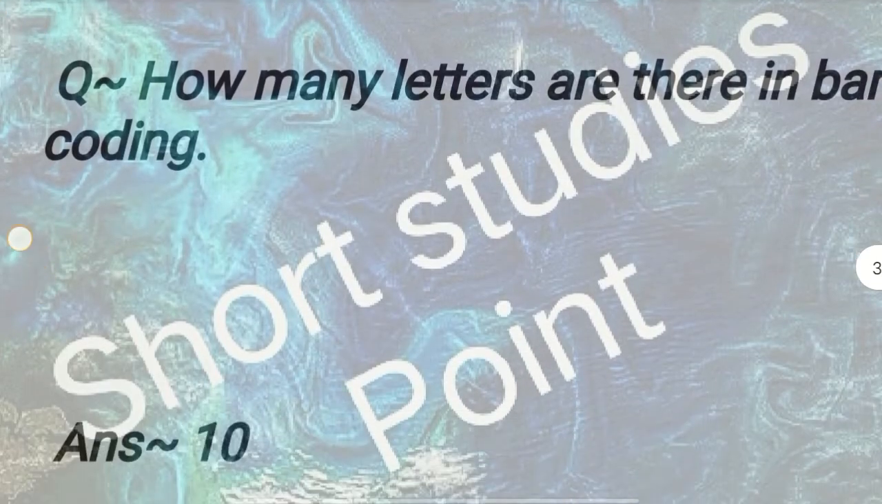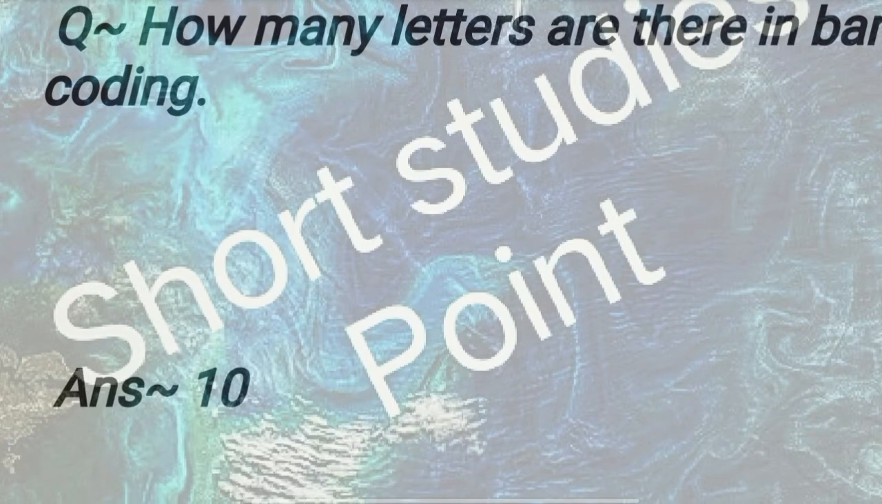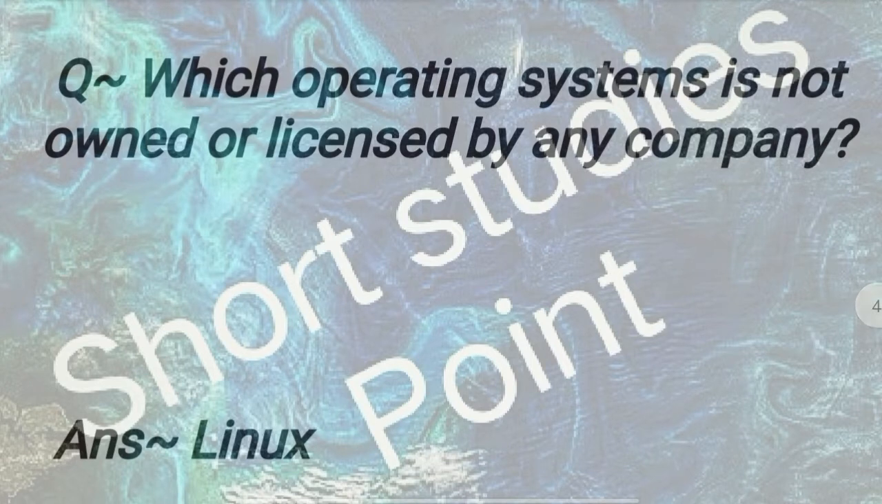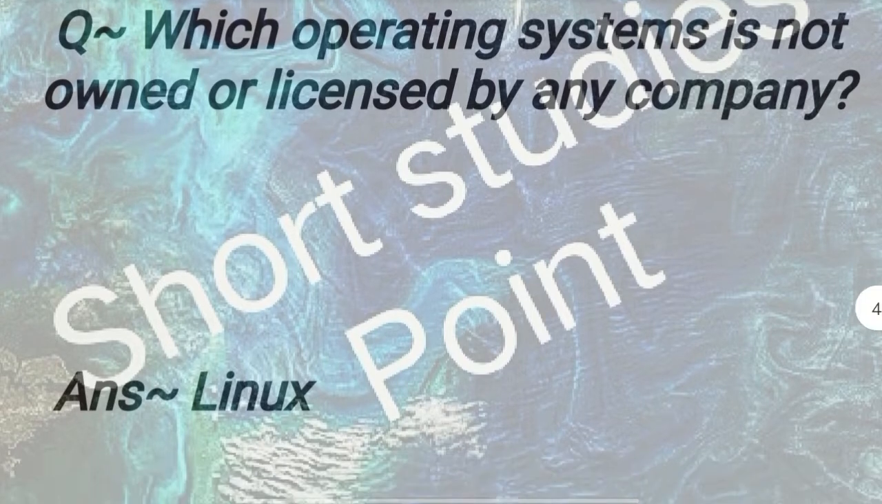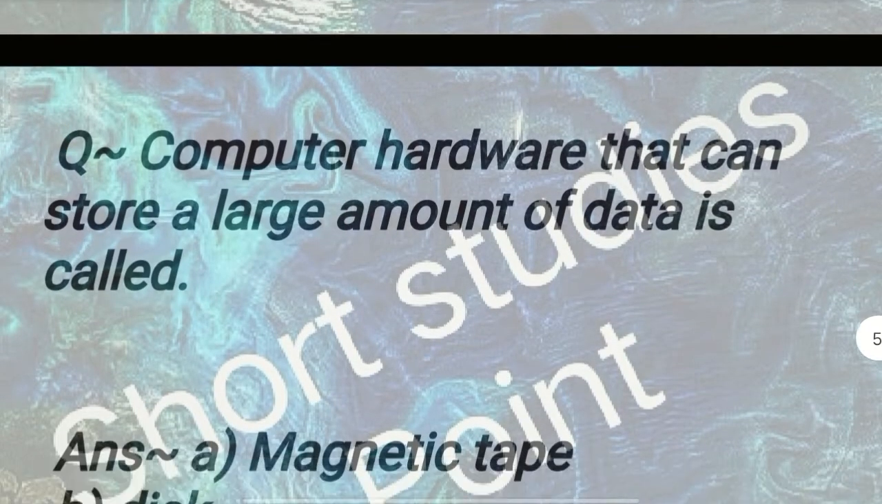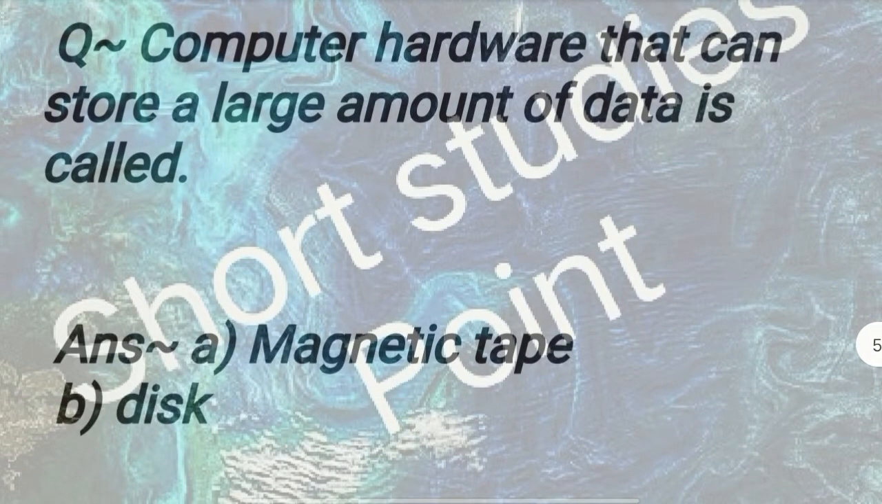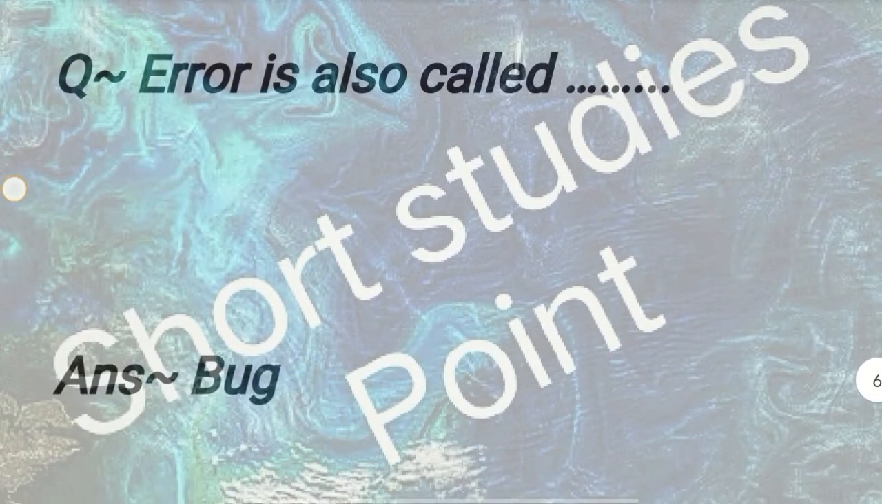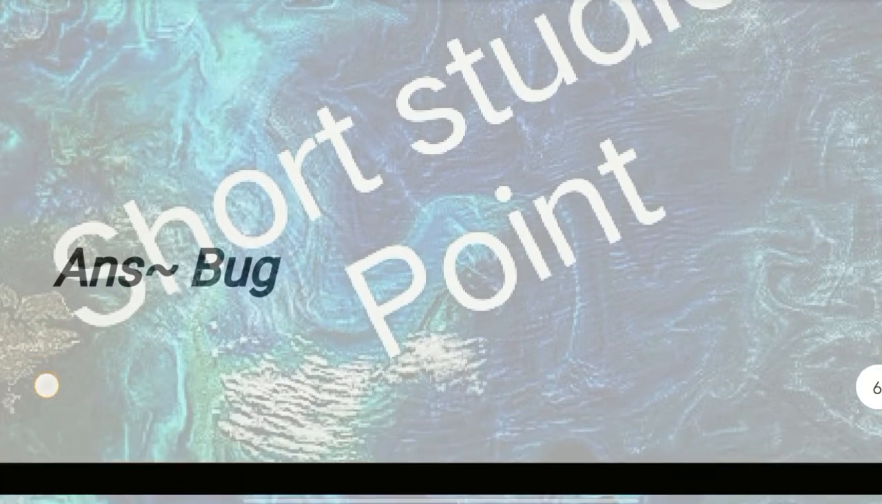Next question: How many letters are there in a barcoding? Answer: 10. Next question: Which operating system is not owned or licensed by any company? Answer: Linux. Next question: Computer hardware that can store a large amount of data is called. Answer: A, magnetic tape and B, disk. Next question: An error is also called. Answer: Bug.